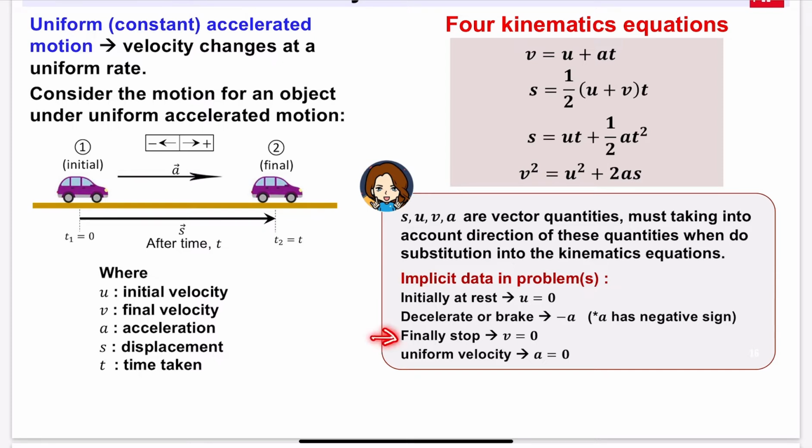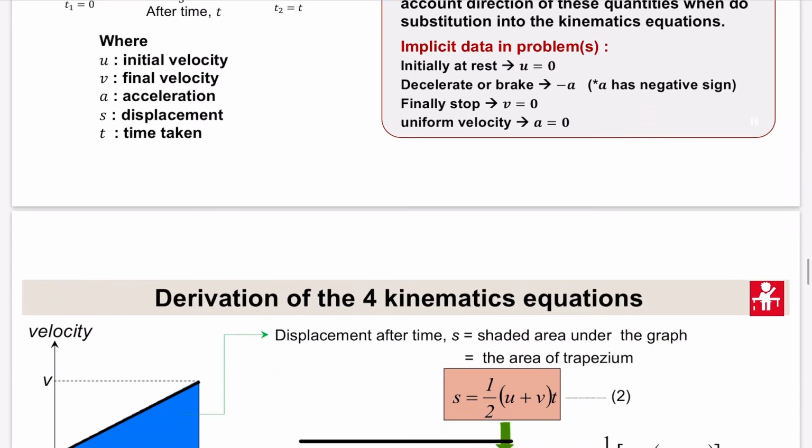Another keyword, if it states that finally the object stops, it means that the final velocity, the v, is equal to 0. Another keyword, if it said that the object moves with uniform velocity, it means that the object doesn't change its velocity. So moving with a constant velocity means the value of acceleration of the object is equal to 0.